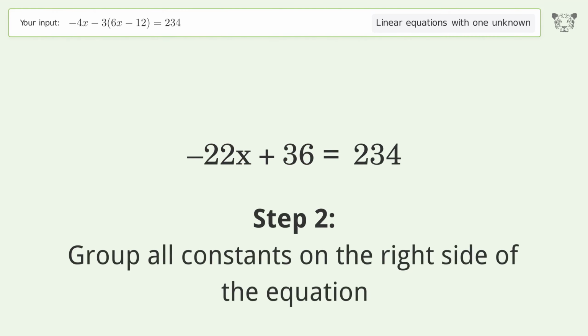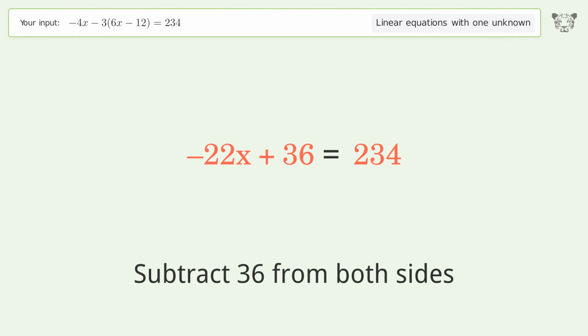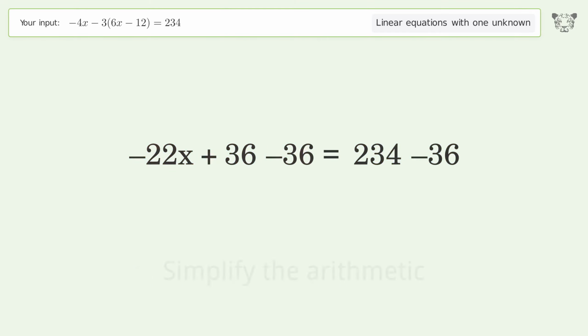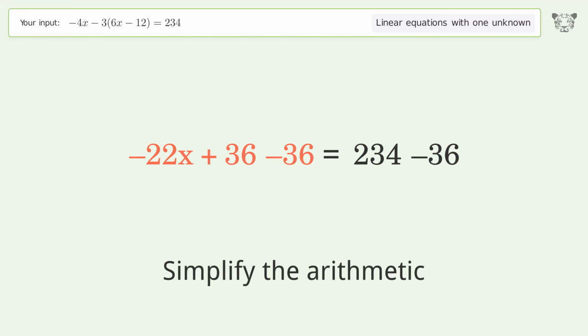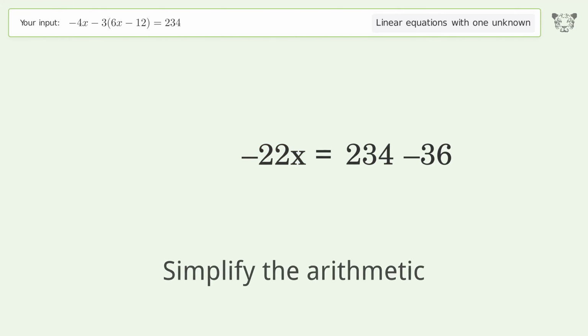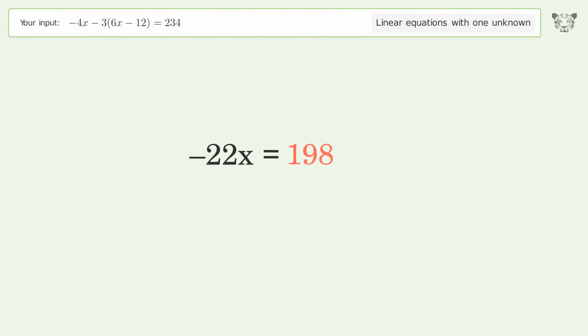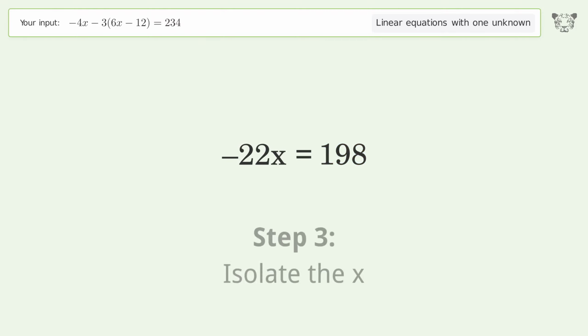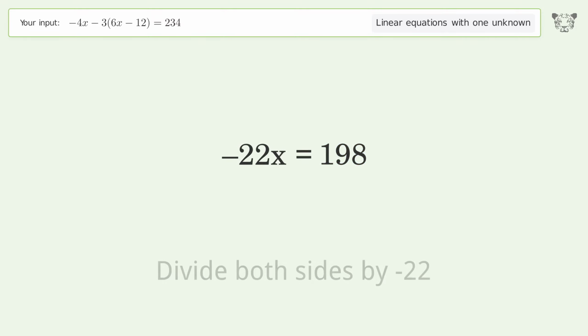Group all constants on the right side of the equation. Subtract 36 from both sides. Simplify the arithmetic. Isolate the x. Divide both sides by -22.